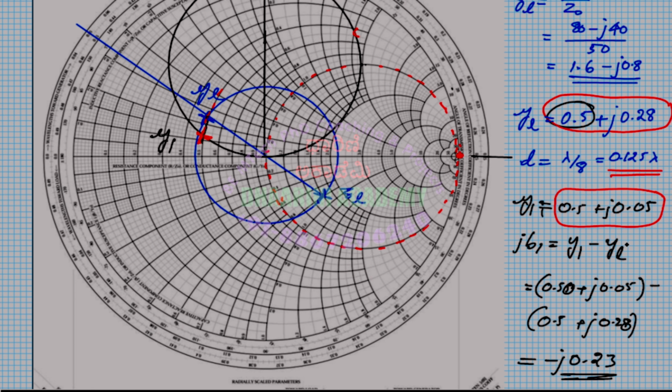Y1 minus YL. So this is the equation you just have to remember, right? You calculate YL first, YL comes first, then drop it onto the newly shifted circle, either left side or right side. Anyone, you stick to the same thing, right? Okay, you get a Y1. So Y1 minus YL will be the susceptance, that is B value of the first step.